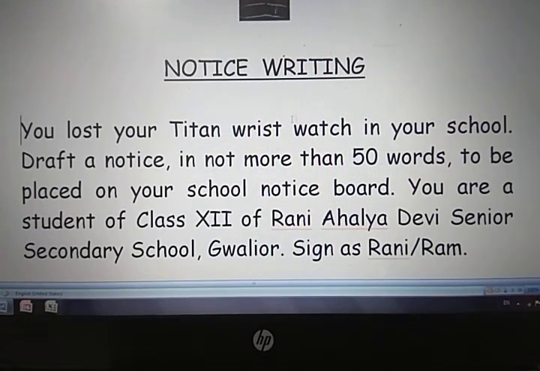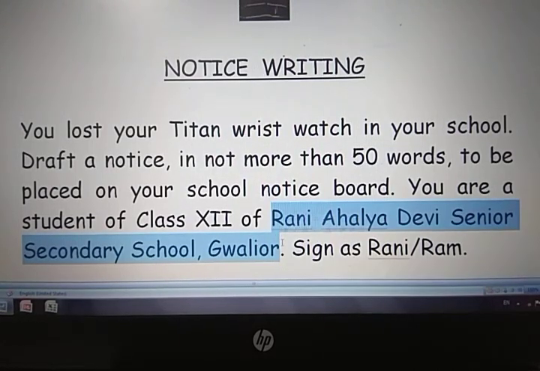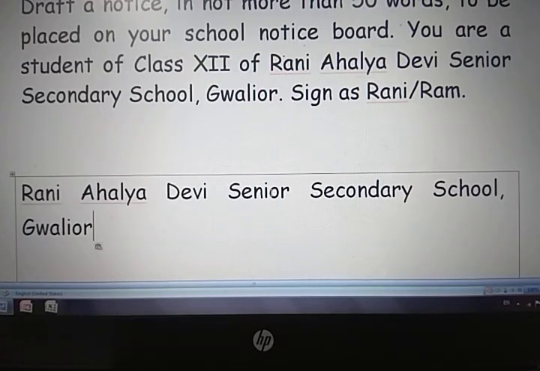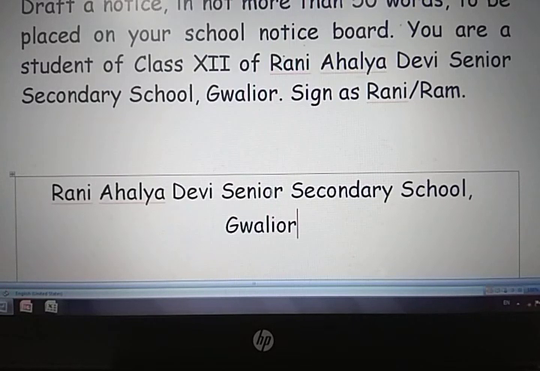So first, what do you need to write? You need to write the name of the school. First you should take the name of the school and write it in the middle of the page. So I wrote Rani Ahalya Devi Senior Secondary School, Gwalior. Next, what do you need to write? You need to write NOTICE in capitals.